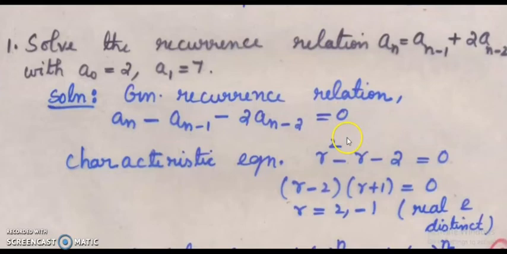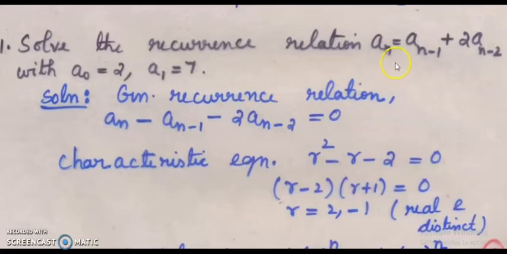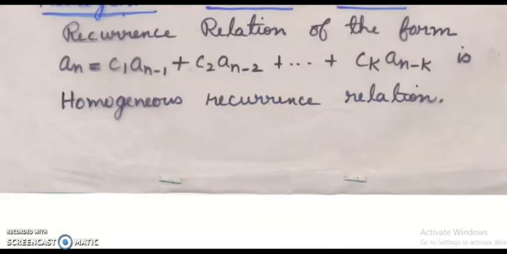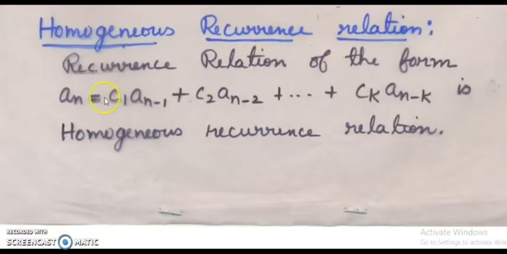So now we will continue with the problems. Solve the recurrence relation an is equal to an minus 1 plus 2 an minus 2 with a0 equal to 2 and a1 equal to 7. So this is a homogeneous recurrence relation. We know a homogeneous recurrence relation is of the form an is equal to c1 an minus 1 plus c2 an minus 2. Some of the previous terms we can write an in this form. Then we say it is a homogeneous recurrence relation.